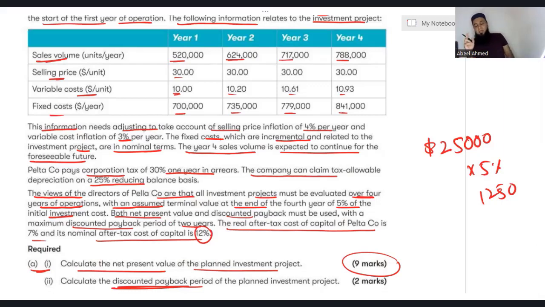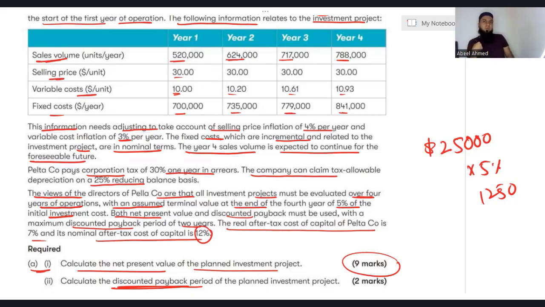Another thing, since in the question more than one inflation rate is given, that is why you have to convert all the real cash flows to the nominal. And once you have nominal cash flows, then your discount factor has to be nominal. The examiner has given you the real cost of capital as well as the nominal.